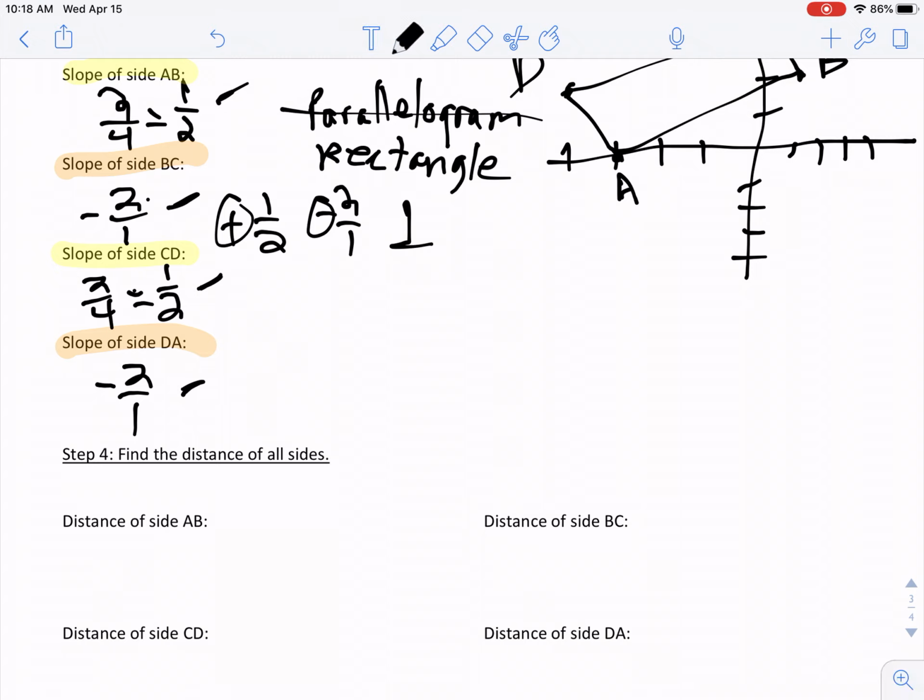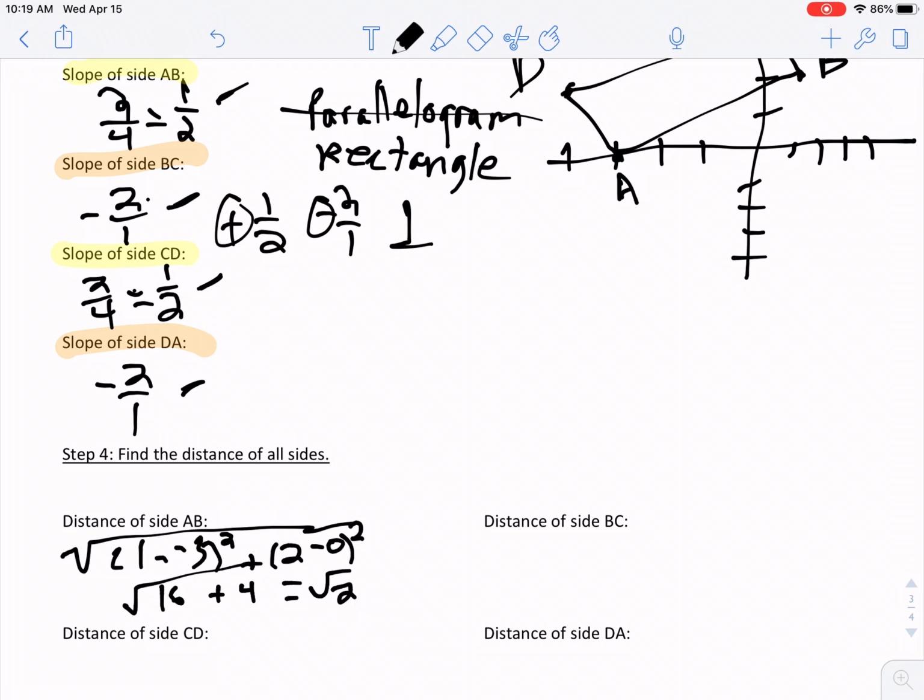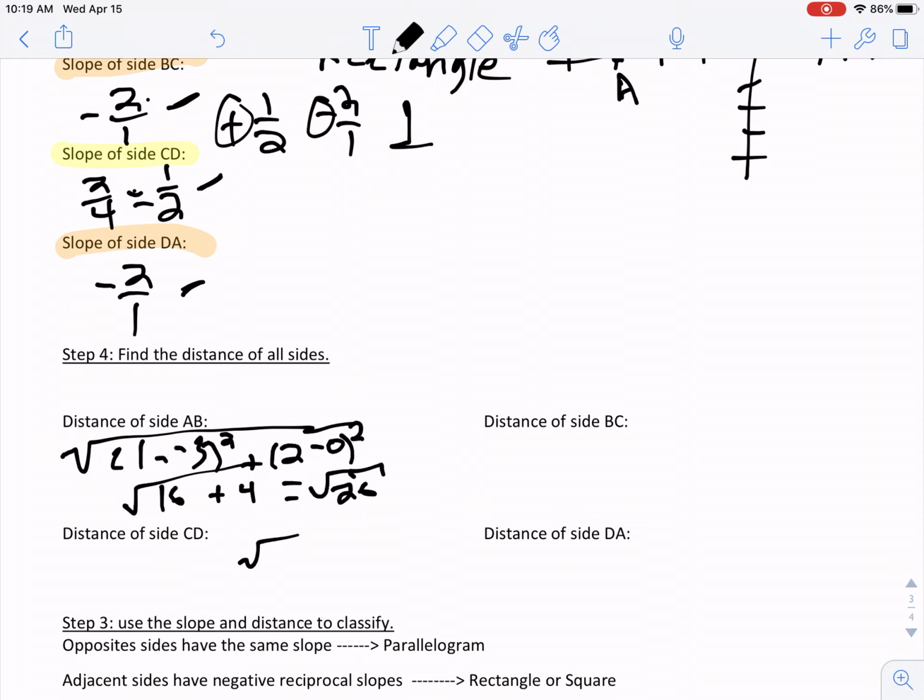So here we go. We're going to do A and B first. So this would be the square root of 1 minus negative 3 squared plus 2 minus 0 squared. All right, 2 minus 0 is 2, squared is 4. 1 minus negative 3 is 4. Squared is 16. That equals the square root of 20. So what that means is CD is also going to be the square root of 20.